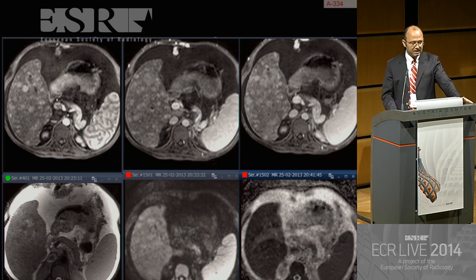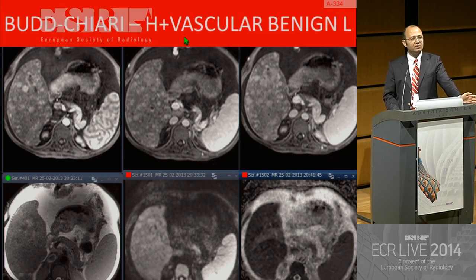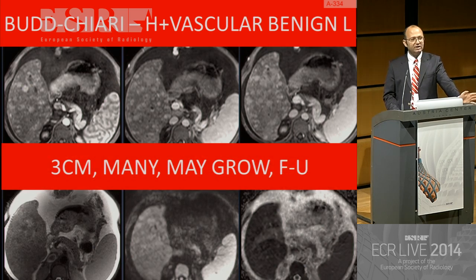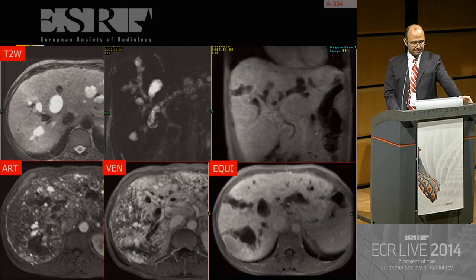And the clue is the signs of portal hypertension, because this is a typical finding in Budd-Chiari syndrome. You can have many hypervascular benign lesions, and they're mostly less than 3 centimeters, and they may grow, and you need to follow up these lesions.